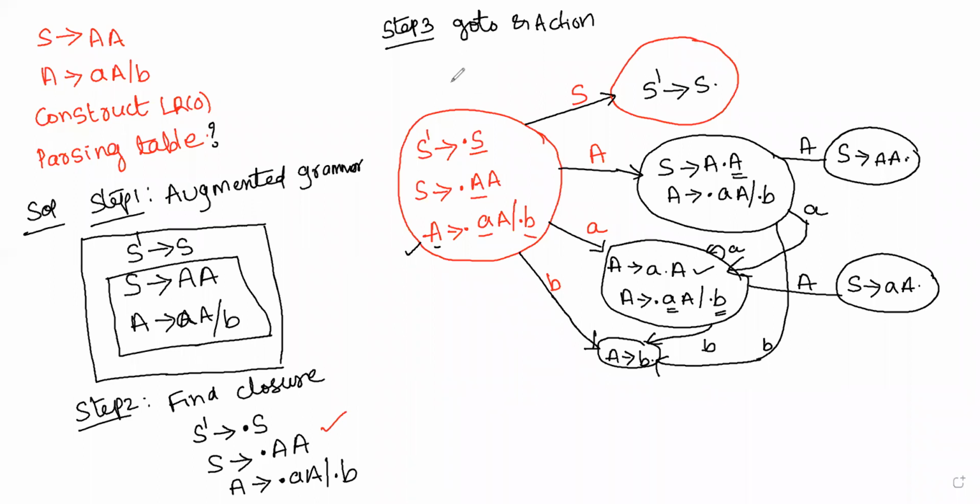So now I am taking this as I0, this is called I1, this is called I2, this is called I3, this is called I4, and this is I5, this is I6.